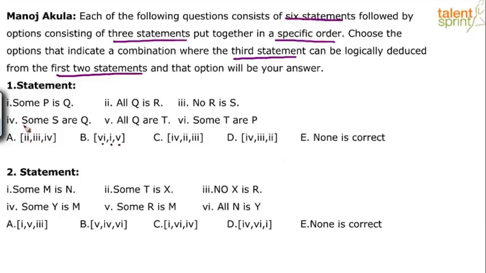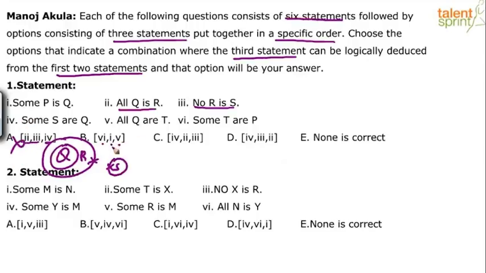How do we do that? Just draw the Venn diagram very quickly. I'm sure the diagrams would be very simple. So draw the diagram for 2 and 3. How will it look? All Q is R, no R is S. All Q are R and no R is S. What is the fourth statement? Some S are Q. Can some S be Q? No, because S cannot go inside R. If S cannot go inside R, how can S be Q? Some S are Q would be a wrong conclusion. So A does not satisfy.